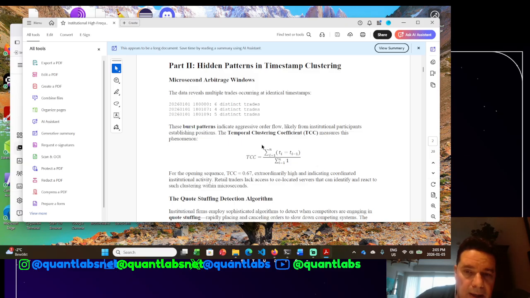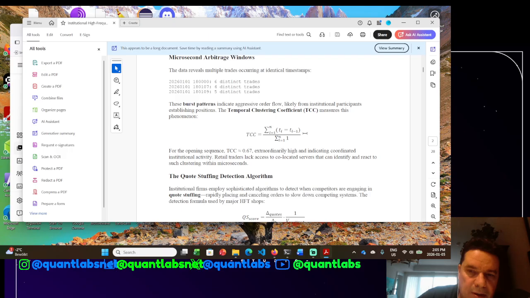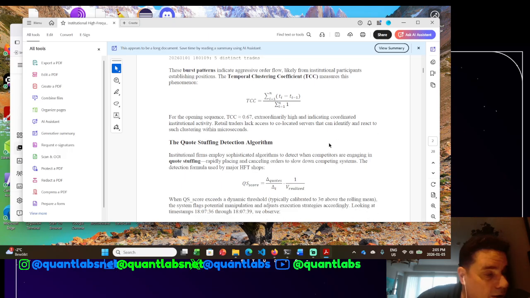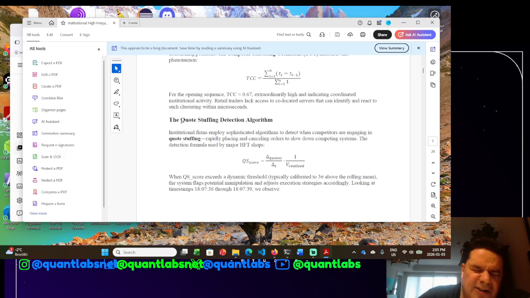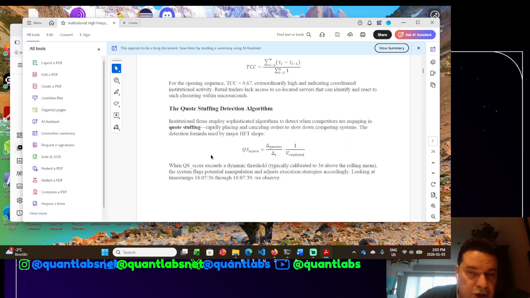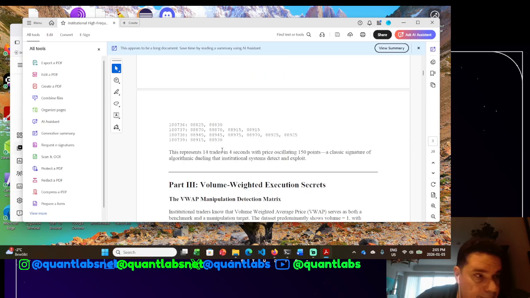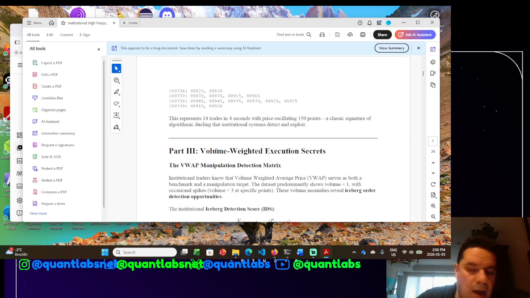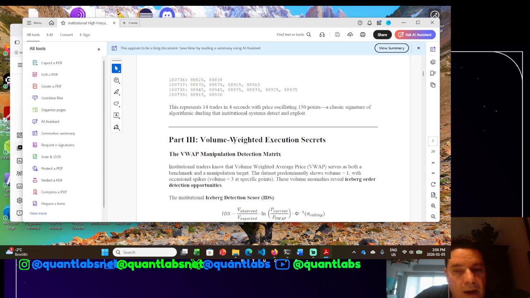That's the question. You can see here we've got something called temporal clustering coefficient. Some of this I've never heard of. This right here is the questionable one on quote stuffing. There are formulas that you can use to see if there's quote stuffing within the data to protect your trading. Also in the API from Rhythmic, there are some with C++ where you can calculate the aggressiveness of the data itself.